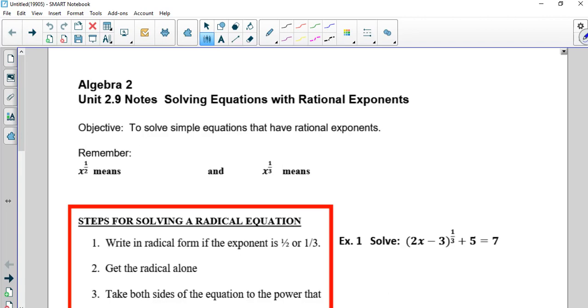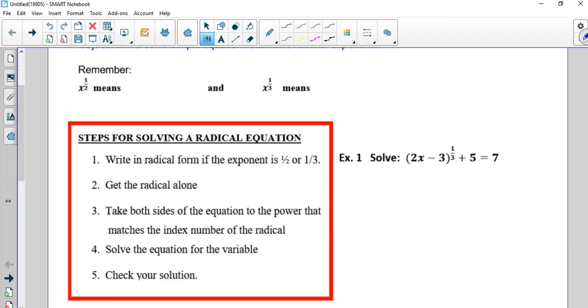Okay, the last section of Unit 2, 2.9. Solving simple equations that have rational exponents. This is going to be very similar to what we just did. Just one little twist on it.